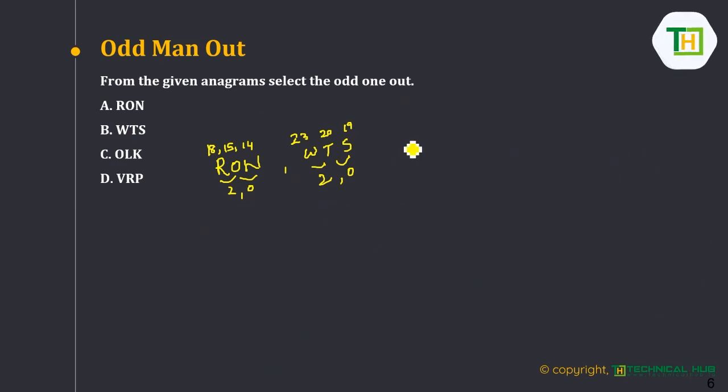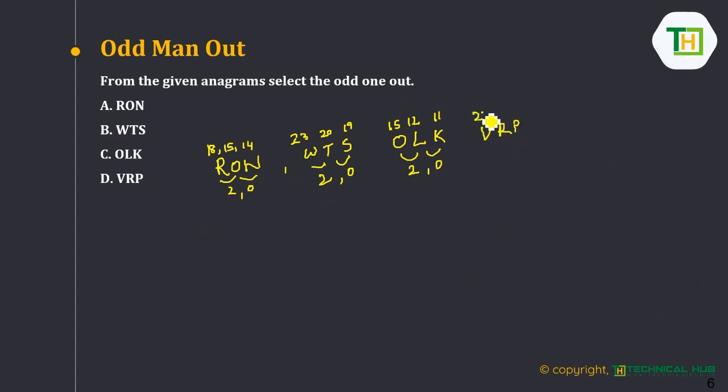Okay, so coming to third option, O, L, K. O means 15th letter, L is 12th letter, K is 11th letter. So between gap is L and O, between gap is 2 letters, M and N, and L and K between gap is 0. Coming to the last option, V, R, P.